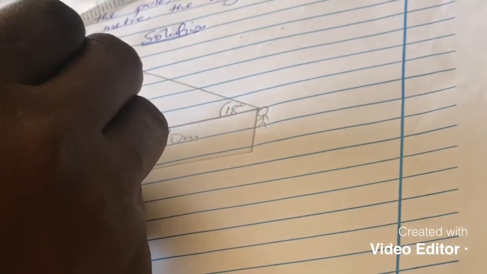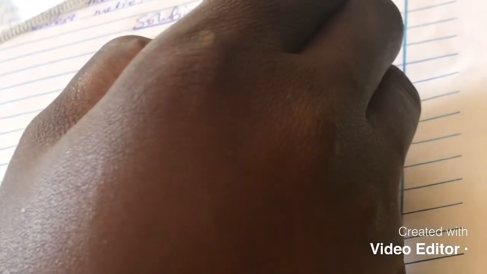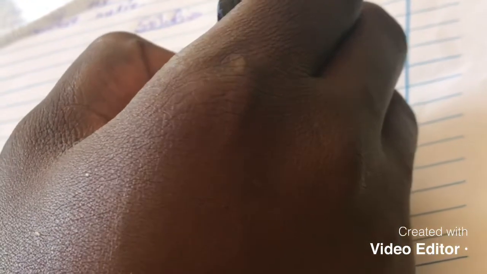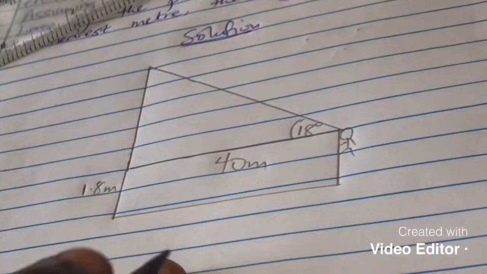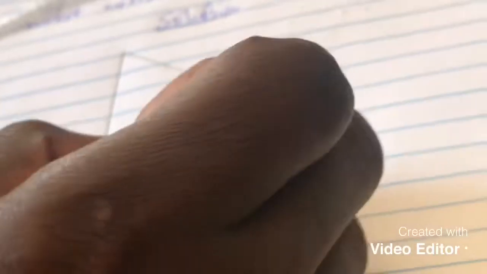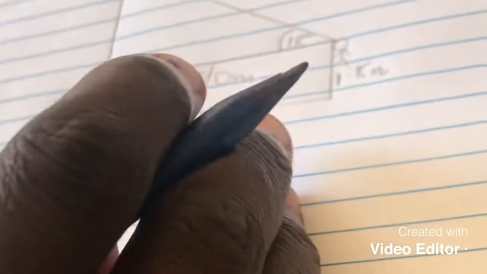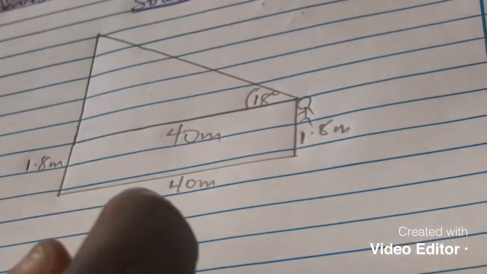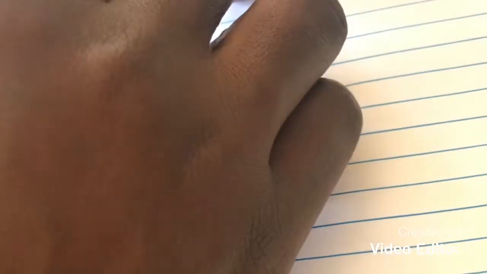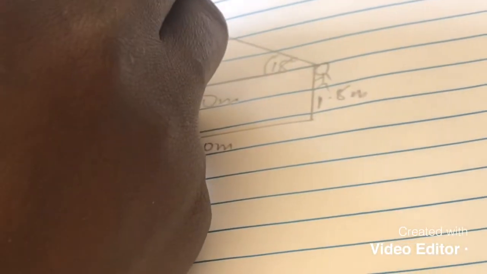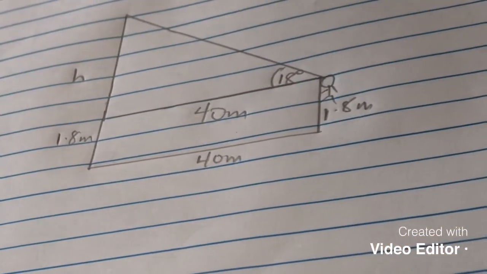So I have my 1.8 meters. This is forming a rectangle. So if this is 1.8, this side is what? 1.8. And if this side is 40 meters, this side too becomes 40 meters. Then the question is, calculate the height of the pole. And this is the height of our pole.